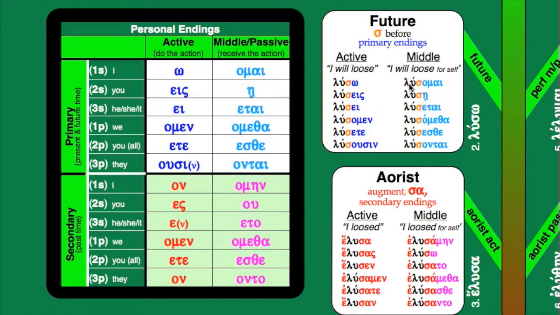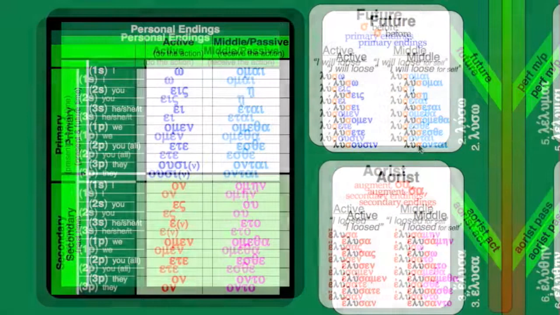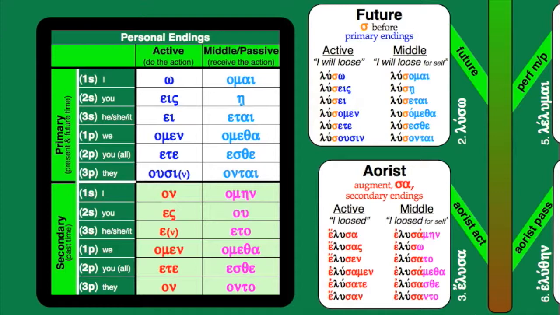So let's look at the middle. I will loose for self. Now, I want you to notice something a little weird here. This is a true middle because there is an actual separate form that we'll see in a little bit for the future passive. So this is the future middle. Lusamai, luse, lusatai, lusamatha, lusasta, lusantai. Won't see that very much because, as I've said, the middle is not that common in the New Testament. So don't worry too much about that, but that's how you would make it. Makes sense, doesn't it?